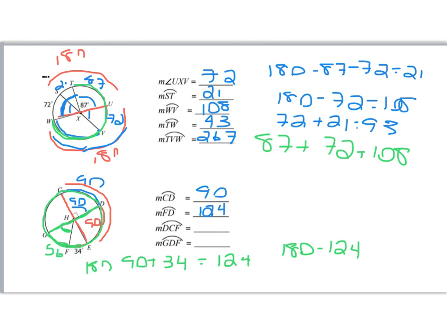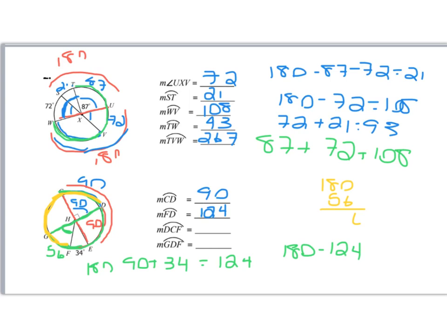So DCF would be add 90. Let me go yellow. Add 90 and 90 and 56. So 180 plus 56, we've got 6, we got 3, carry the 1, 2. 236. Okay, that takes care of that.